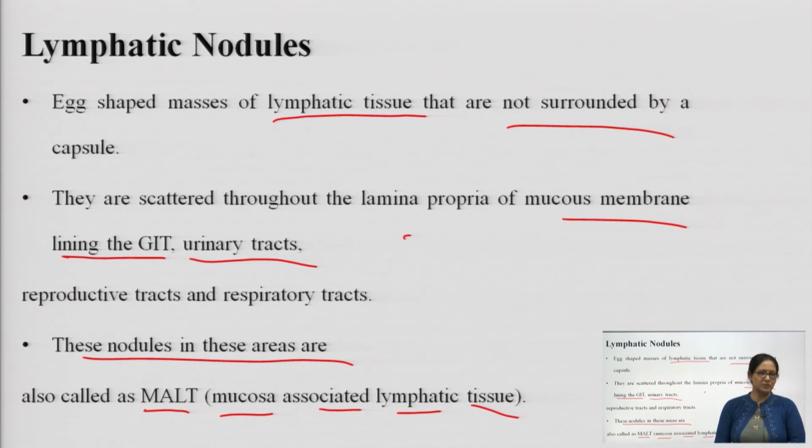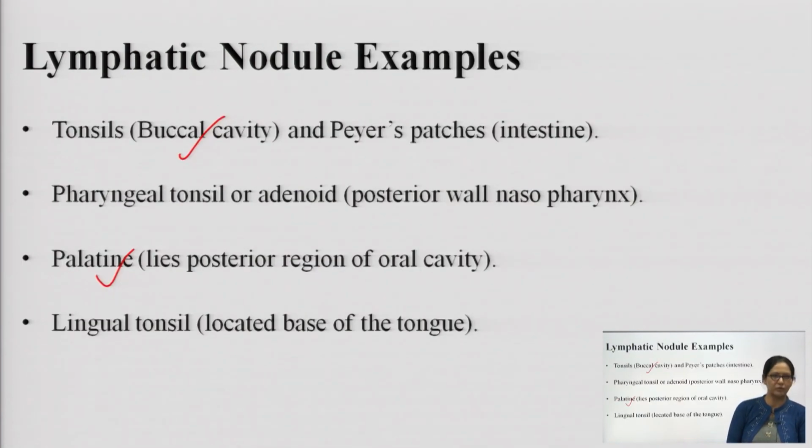Now the lymph nodule is an aggregated mass of lymphatic tissues, and examples of lymph nodules are tonsils, Peyer's patches, pharyngeal tonsil, lingual tonsil, etc.